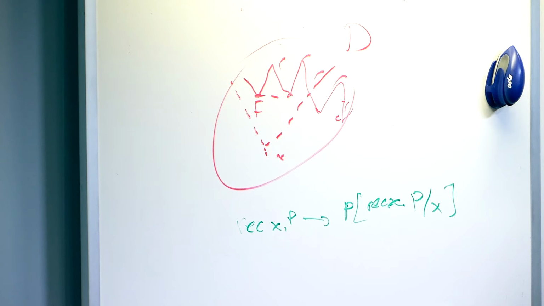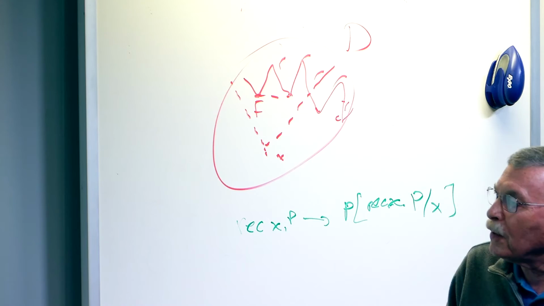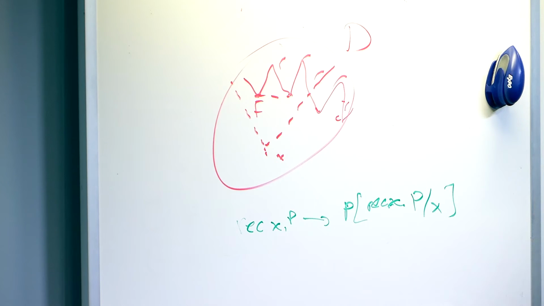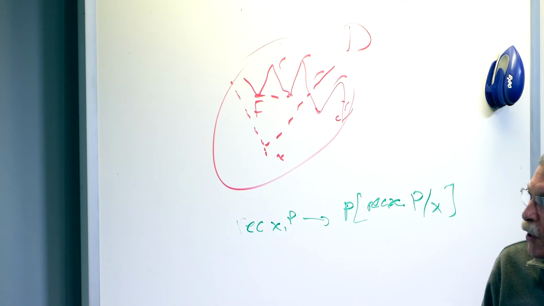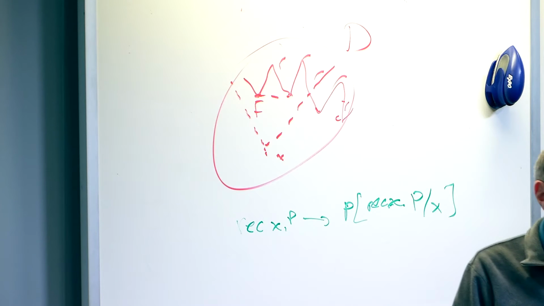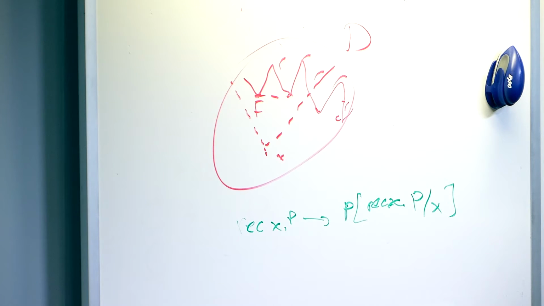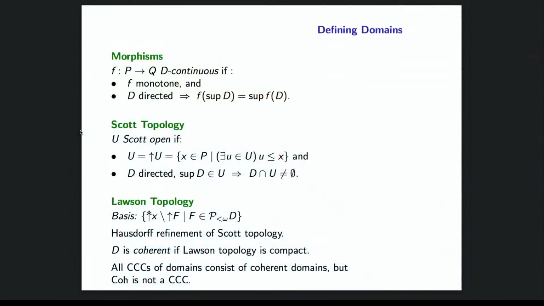It's a very nice topology, but it doesn't have all the properties you want for computation, but it's useful in some aspects. And we'll say a domain is coherent if it turns out that the Lawson topology is compact. So then you have a nice compact Hausdorff topology to work with, which is a sort of happy hunting ground for people who really want to prove some nice theorems topologically.